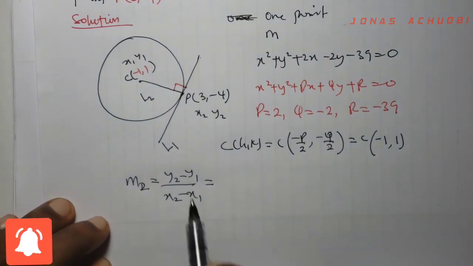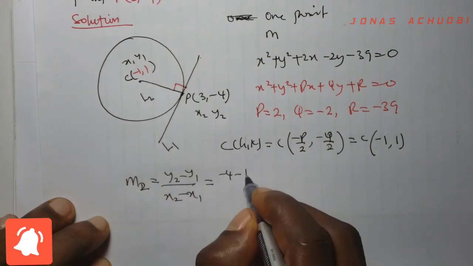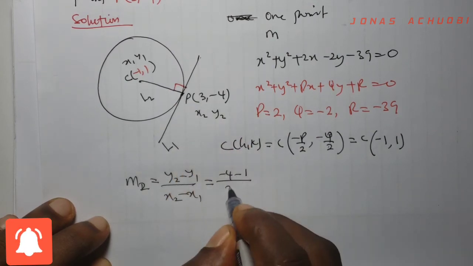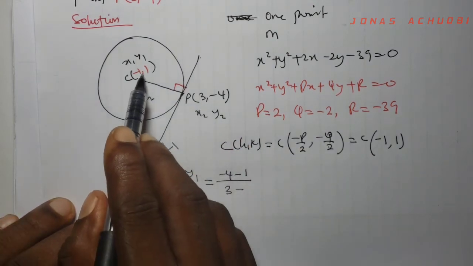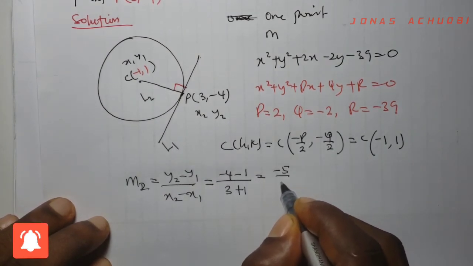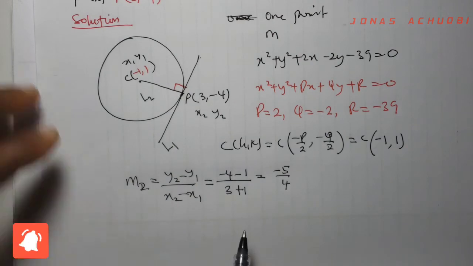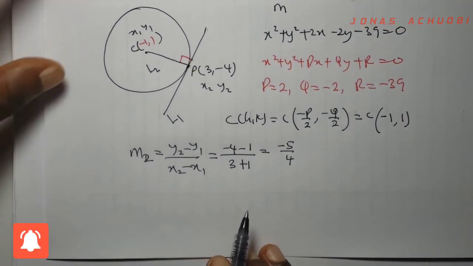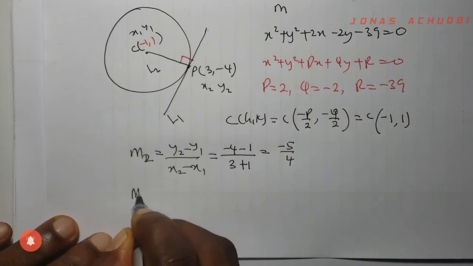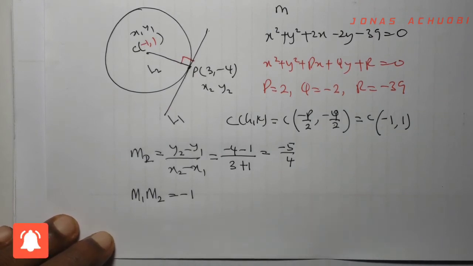The slope now becomes y2, which is minus 4, minus y1, which is 1, over x2, which is 3, minus x1, which is minus 1, that is plus 1. And that gives us minus 5 over 4. So that is the slope of line L2. Since line L2 and L1 are perpendicular, what do we know? We know that the slope m1 times m2 is equal to minus 1. We know from our parallel and perpendicular lines that the product of the slopes of perpendicular lines is always negative 1.